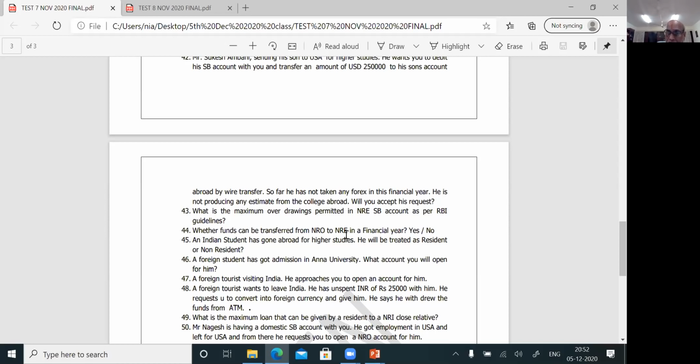Whether funds can be transferred from NRO to NRE in a financial year? Yes, maximum $1 million with the certificate of the chartered accountant. So they ask maximum 1 million US dollar with the certificate of the chartered accountant.